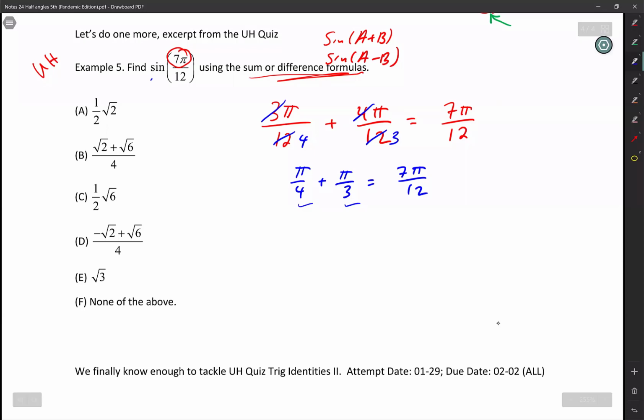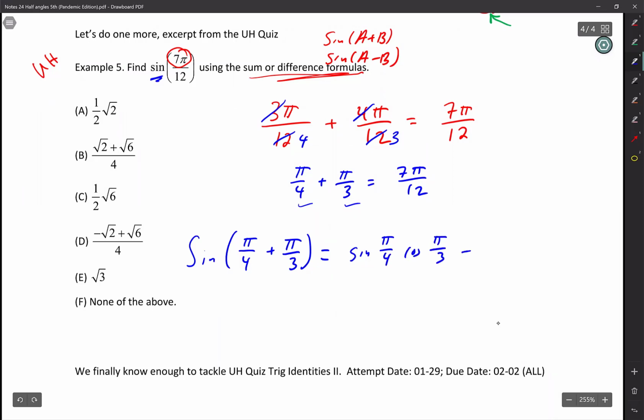So now I can rewrite sine. Don't worry, I'm going to give you time. Just listen. I can rewrite it as sine pi over 4 plus pi over 3 because the summation of those is still 7 pi over 12. Now, if you don't know the formula for sine, it's sine A cosine B plus cosine A sine B. So sine pi over 4 cosine pi over 3, and then plus cosine pi over 4 sine pi over 3. Okay, now I'll give you guys time. Go ahead and take a minute to write this down.